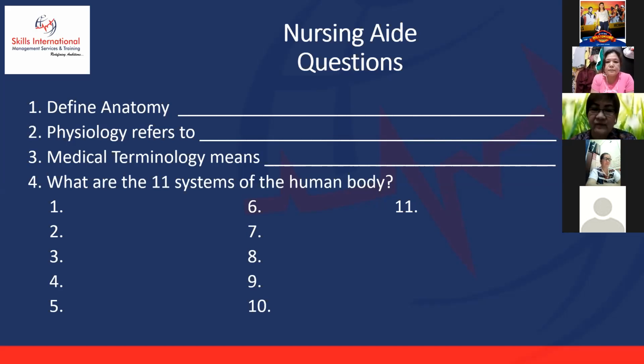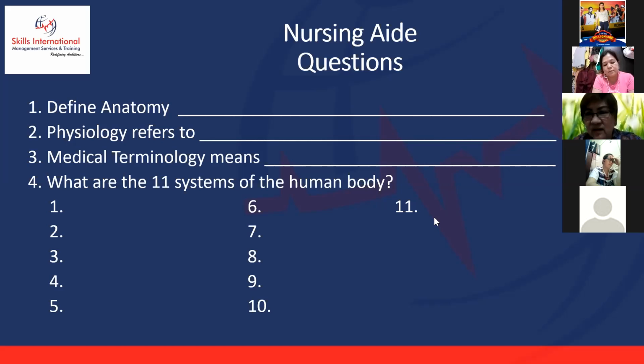So we have 11 systems of the human body. So can you give us the 3 or 4? Where is Yilma? Yilma, can you give us 4 of the 11 systems of the human body? Integumentary system, okay. Skeletal system, muscular system, okay. Endocrine system. Okay, that's good.